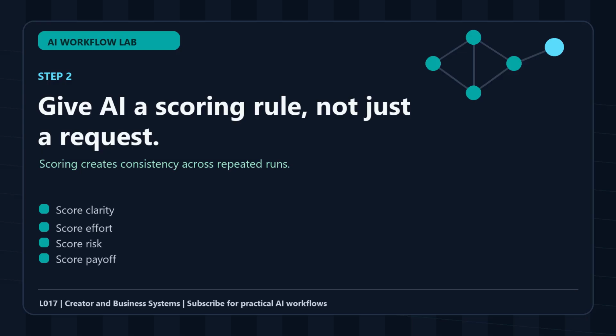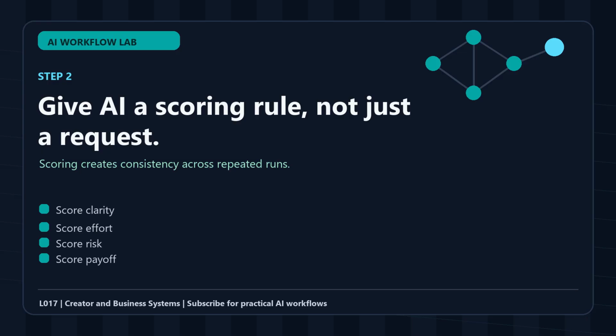This is useful because AI will often give you too many ideas. A scoring rule turns a pile of ideas into a ranked list. It also makes the assistant explain itself. If an action has high payoff but high risk, you know it needs review. If an action is low effort but low payoff, it might be a warm-up task, not the main priority.